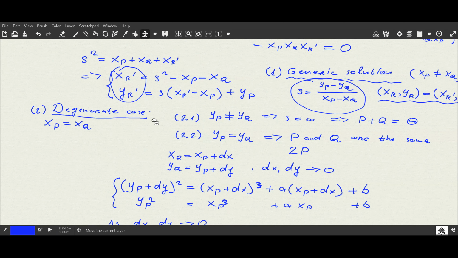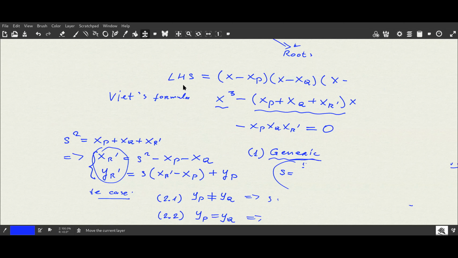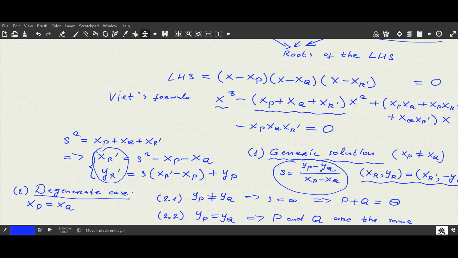If we look at our final formulas, then let's see. The value of S is symmetric with respect to swapping P and Q. If we swap P and Q, then in the generic case both the numerator and the denominator change sign, and therefore S remains the same, right? Furthermore, the expression for xr prime is again symmetric with respect to xp and xq. You simply subtract the sum of xp and xq from s squared.